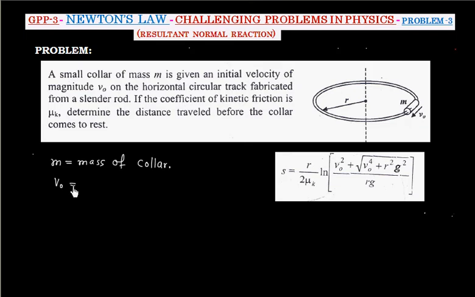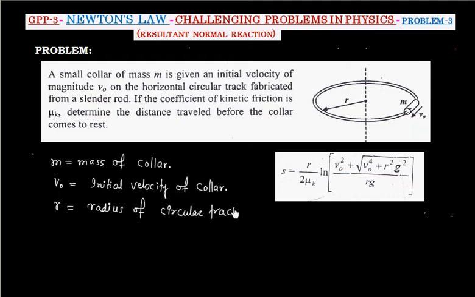Initial velocity of collar is also given. Radius of circular track is r. And coefficient of friction between circular track and this collar is mu k. And this is kinetic.